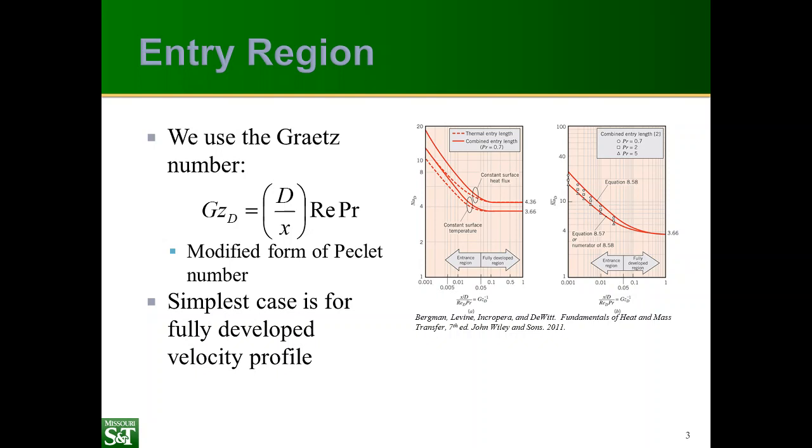Now, the simplest case here is for a fully developed velocity profile. The assumption there is that the velocity boundary layer develops much more quickly than the thermal boundary layer, and so the entire system can be assumed to be fully developed in terms of velocity, even while the thermal boundary layer is developing. So that gives you only a thermal entry length or a combined entry length where they're both developing together. Whether that case is valid, that fully developed velocity profile, depends on the Prandtl number.